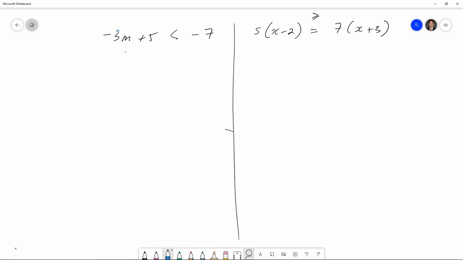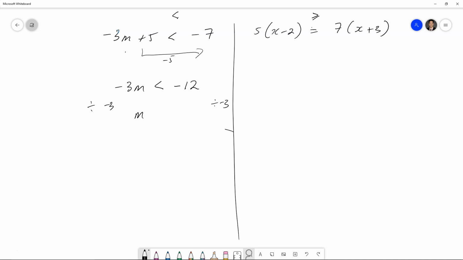Okay. We're going to solve this as per normal. So I'm just going to put the symbol up on the top, make this equal. So I'm going to move the 5 across over here by subtracting 5, and we'll have minus 3m is equal to minus 12. But because we're not dealing with an equal sign, it's less than, we're going to divide both sides by minus 3.